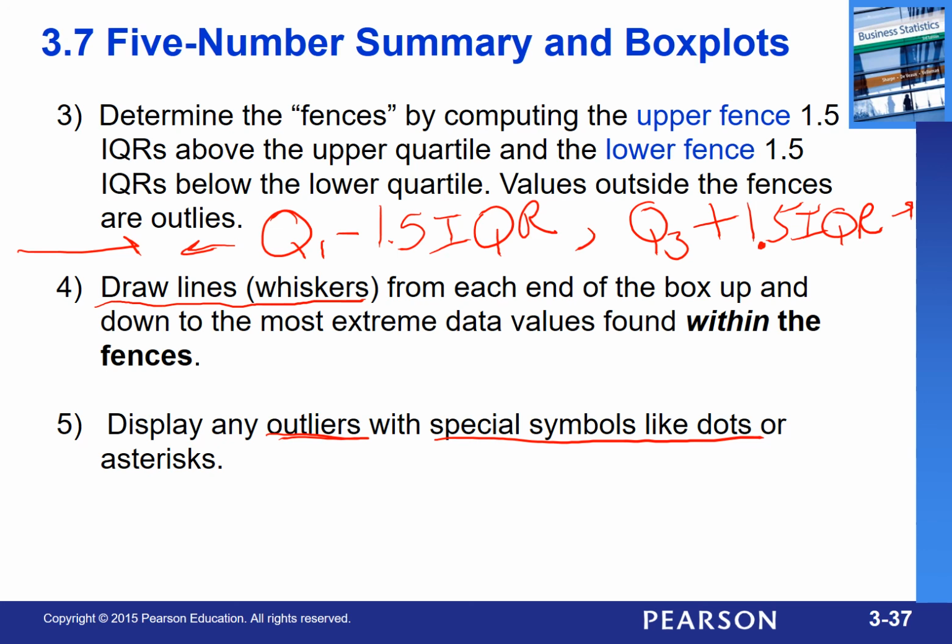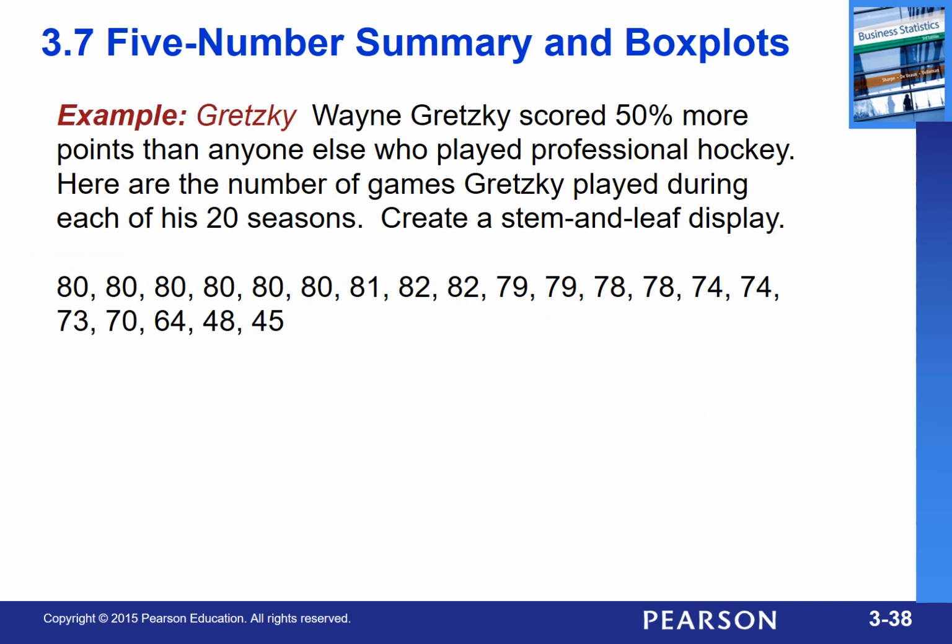Fantastic fun times. Okay, so here's some Wayne Gretzky data. And since he played 20 seasons, we're going to make some different displays of this data. The first one I'm going to make is my stem and leaf plot. So as you look at this, my stems are going to be the tens place, and then my leaves will be the ones place. So I got to go from 4 to 8 when making my stems.